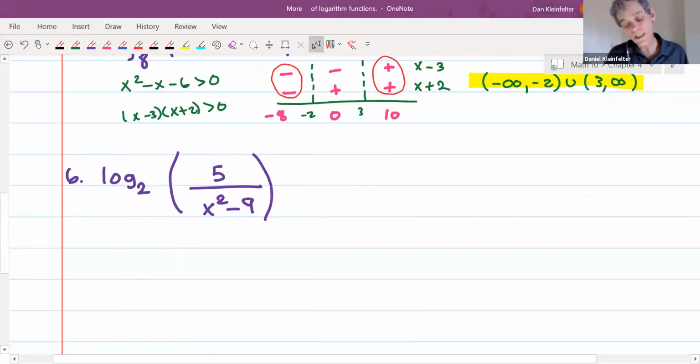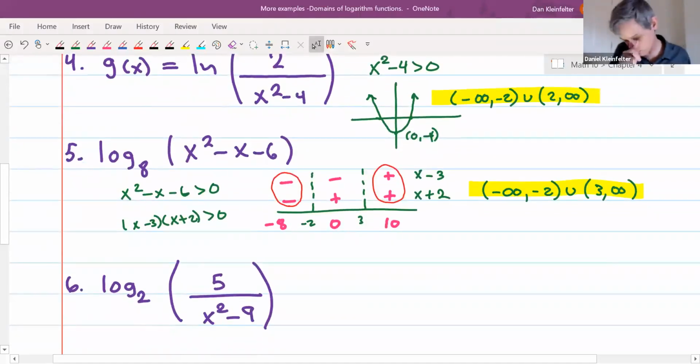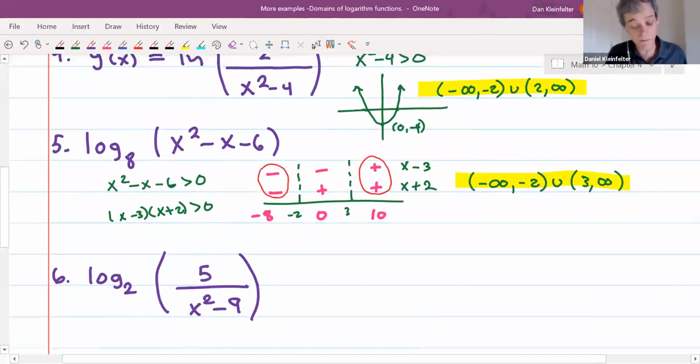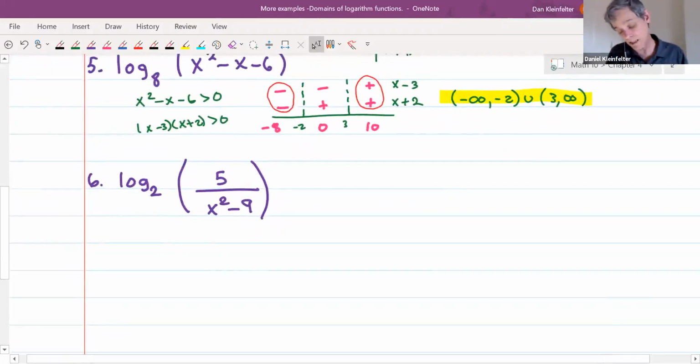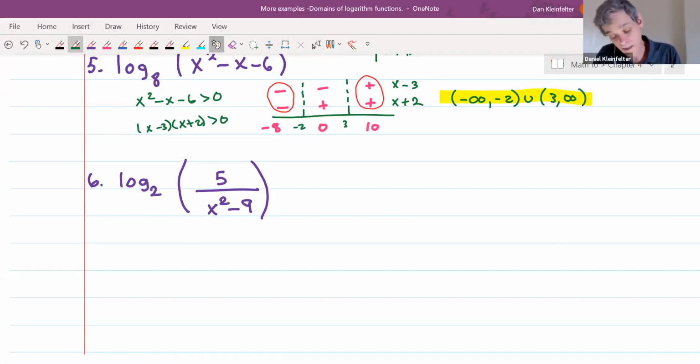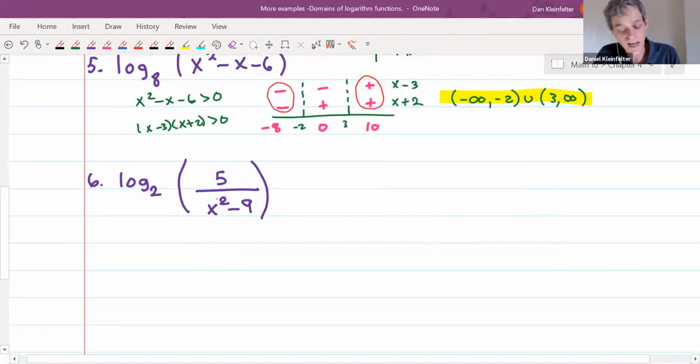Okay, for number 6, that is really similar to number 4. We could do this basically the same way as we did number 4, or we could do a sign chart. I think the graph will go faster, so let's do that. Base 2 logarithm of 5 over x squared minus 9. We need 5 over x squared minus 9 to be positive.